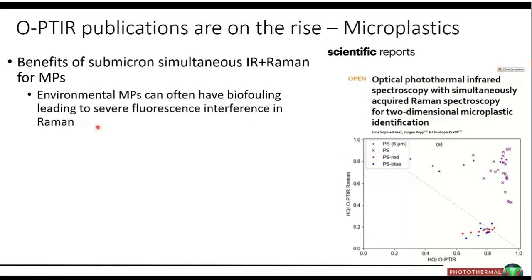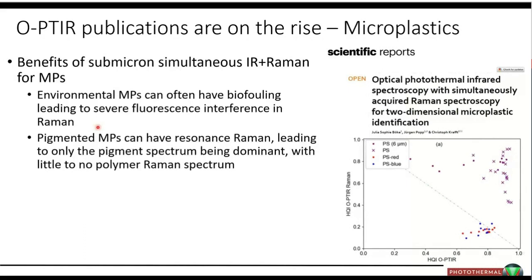With environmental microplastics, they'll often have some coating on them, some biofouling, some bacterial coating maybe, which often leads to severe fluorescence, and that really can interfere with the Raman channel. Pigmented microplastics can also have issues with Raman. If it's not burning, then it's probably some resonance enhancement, leading to the pigment of the dye itself being dominant, with little to no polymer contributions in the Raman spectrum.